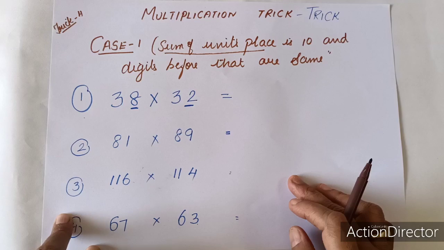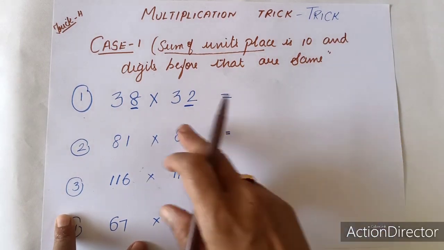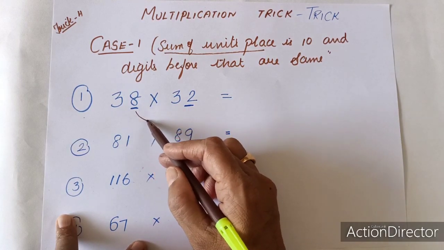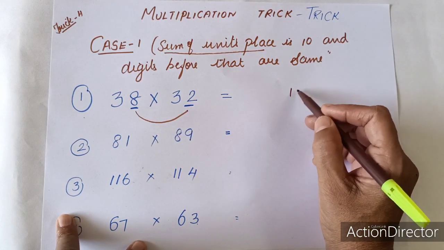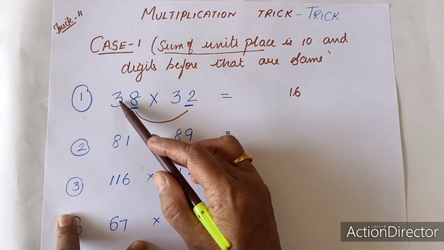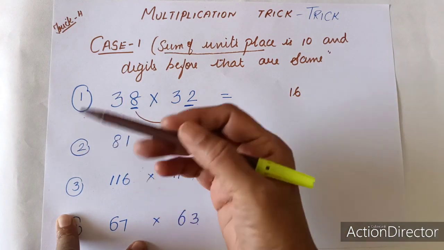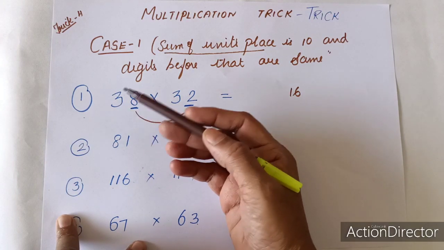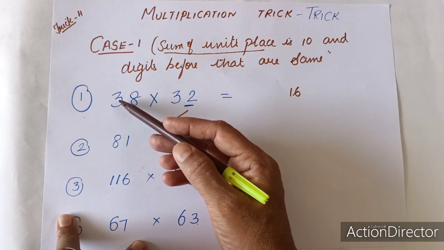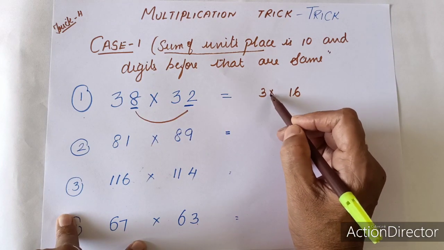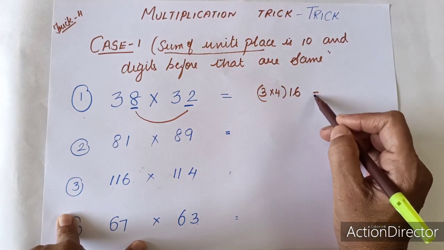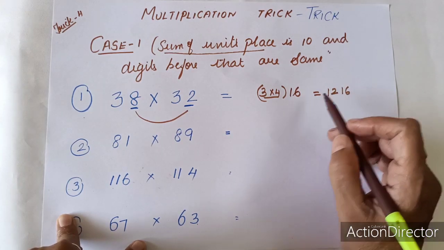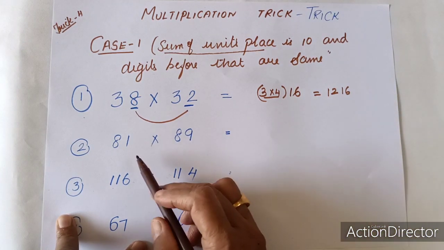Let us learn the trick how to multiply these two numbers when we have such cases. So 38 into 32. First we are going to multiply 8 into 2. That is 16. Next, here it is 3, we will multiply by the next consecutive number. What is the consecutive number for 3? It is 4. After 3 we are getting 4. So we are going to multiply 3 into 4. So if you want, you can write like this, 3 into 4. This will be equal to 12, and 16 we already got. So our answer is 1216.